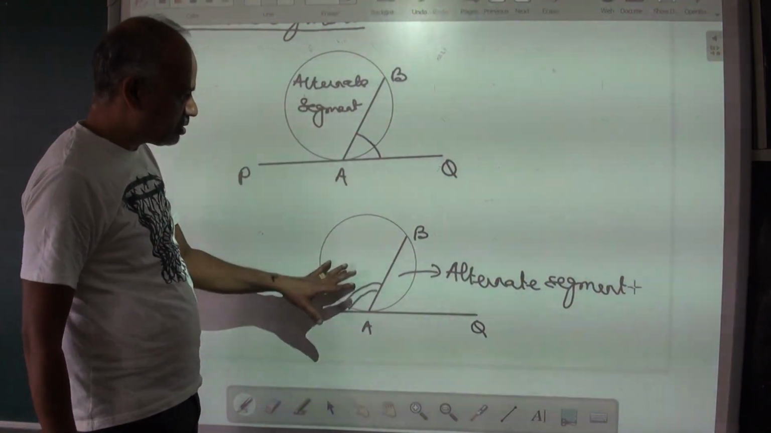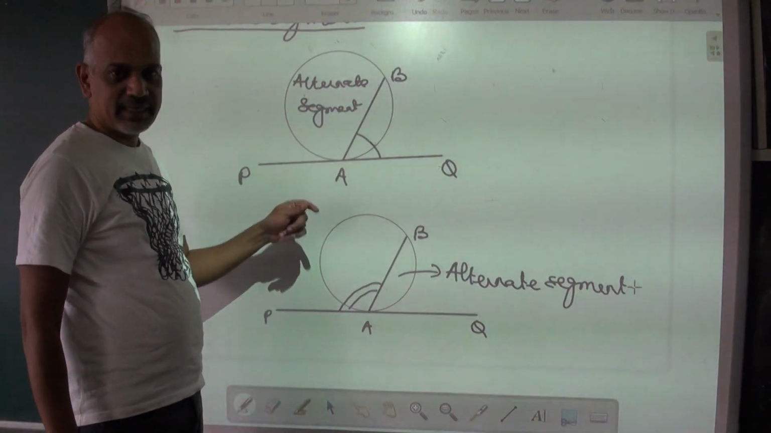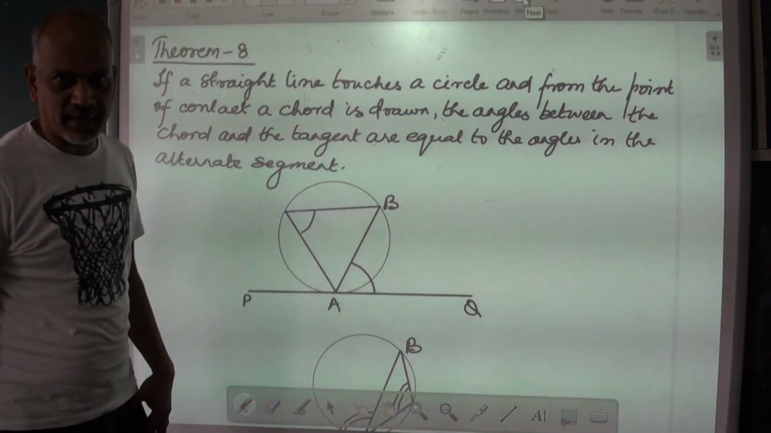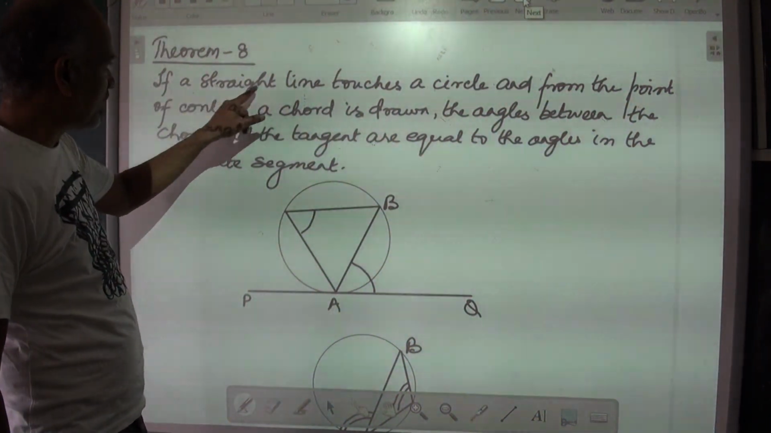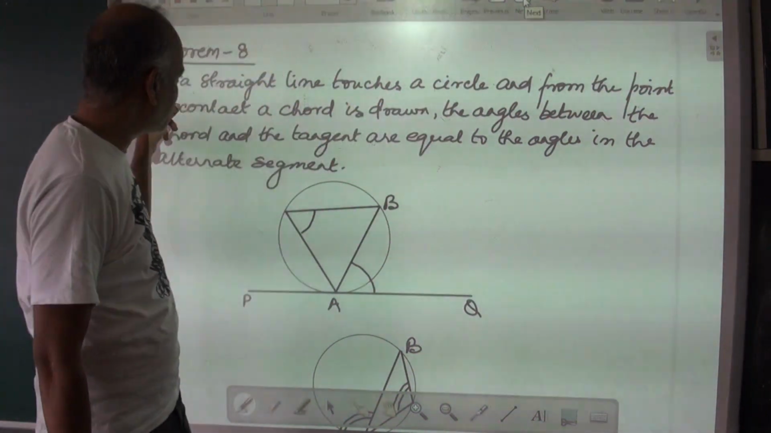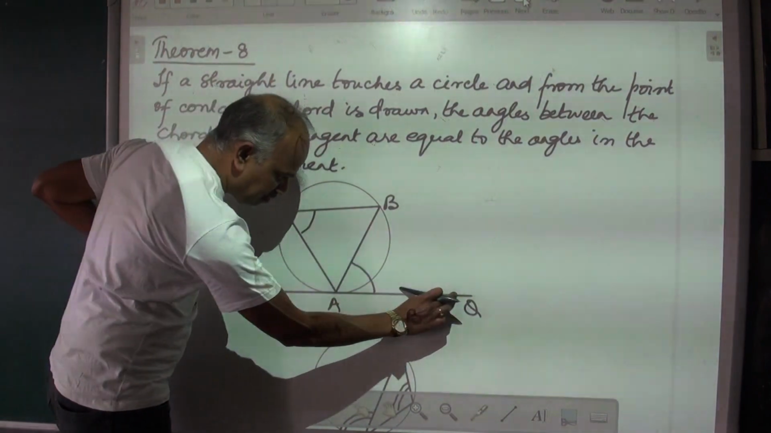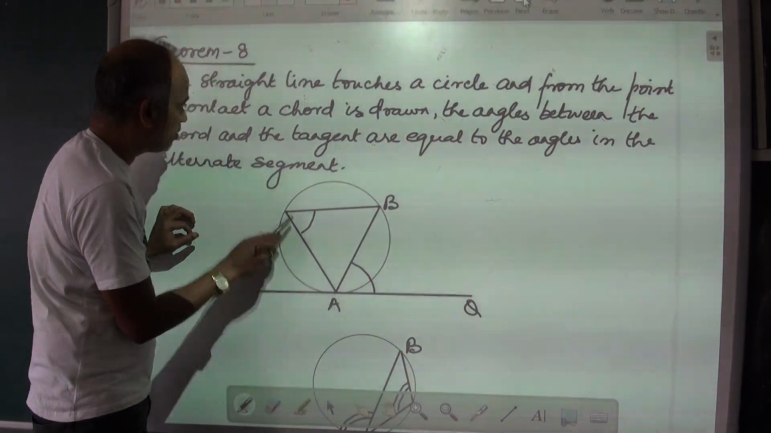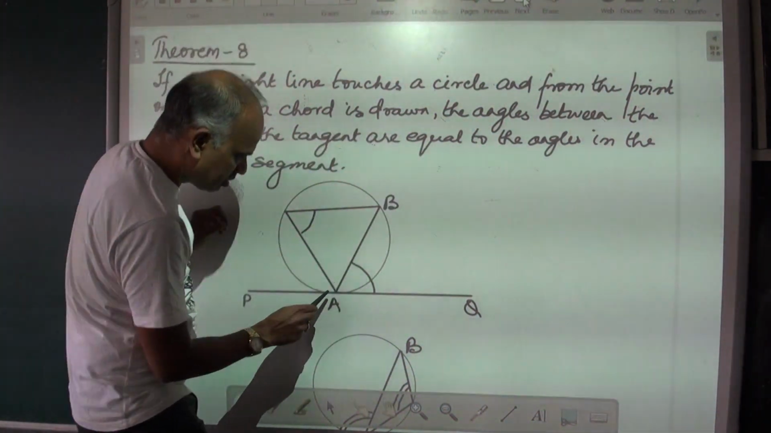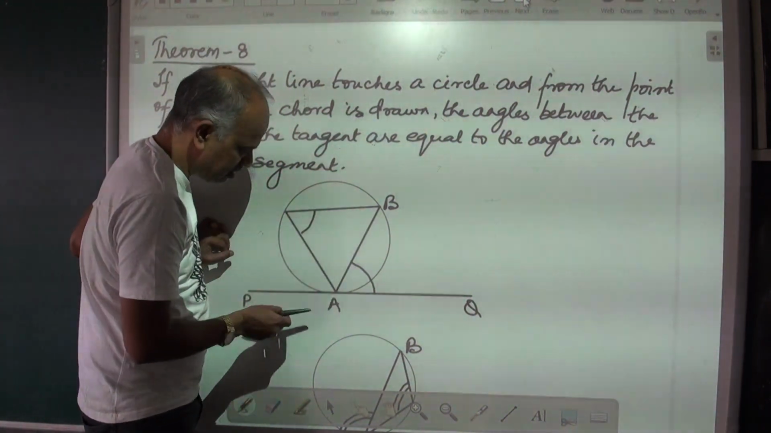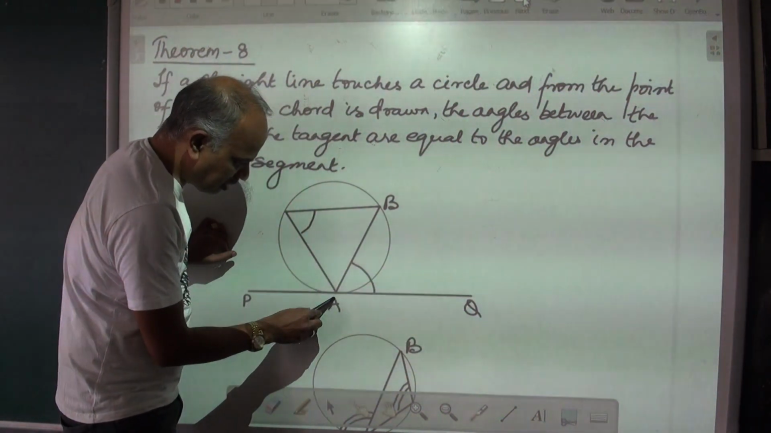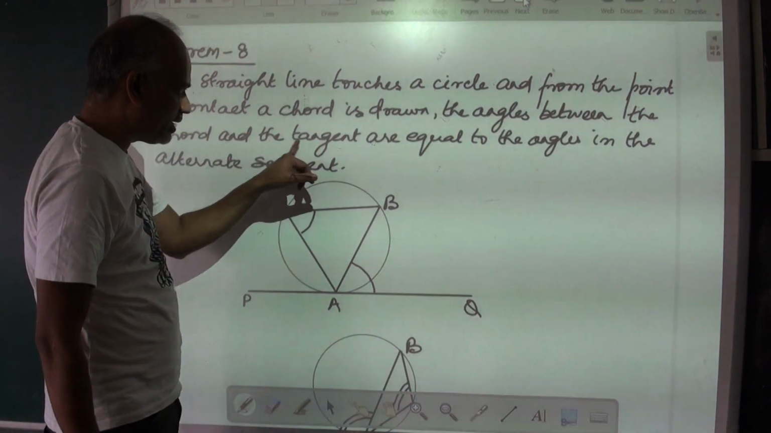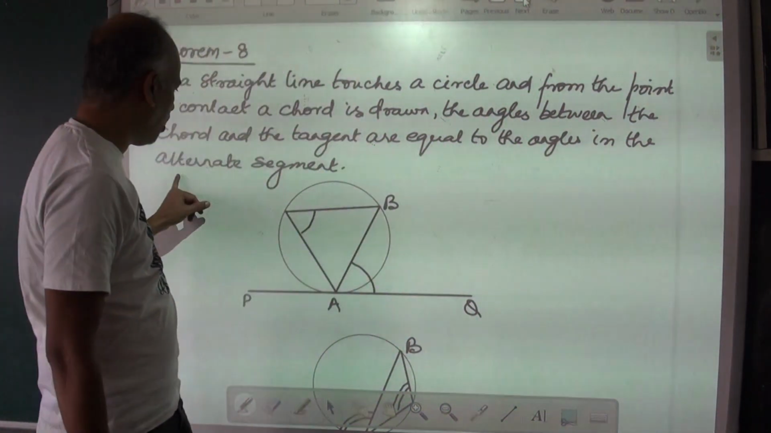So, that's about which is the alternate segment, because the next property is about the alternate segment. Theorem number 8 is: if a straight line touches the circle at A, and from the point of contact a chord is drawn, AB is the chord. Same figure. PQ is the tangent, A is the point of contact, AB is the chord. The angles between the chord and the tangent are equal to the angles in the alternate segment.